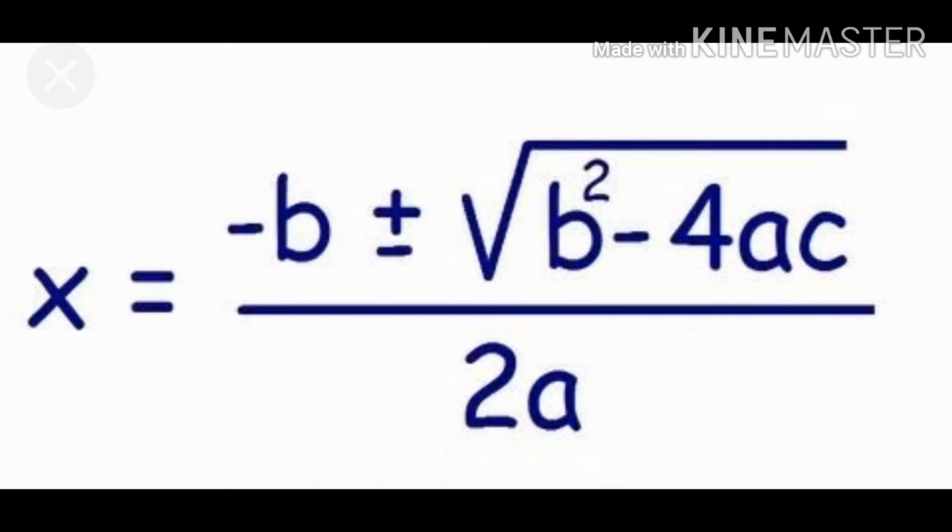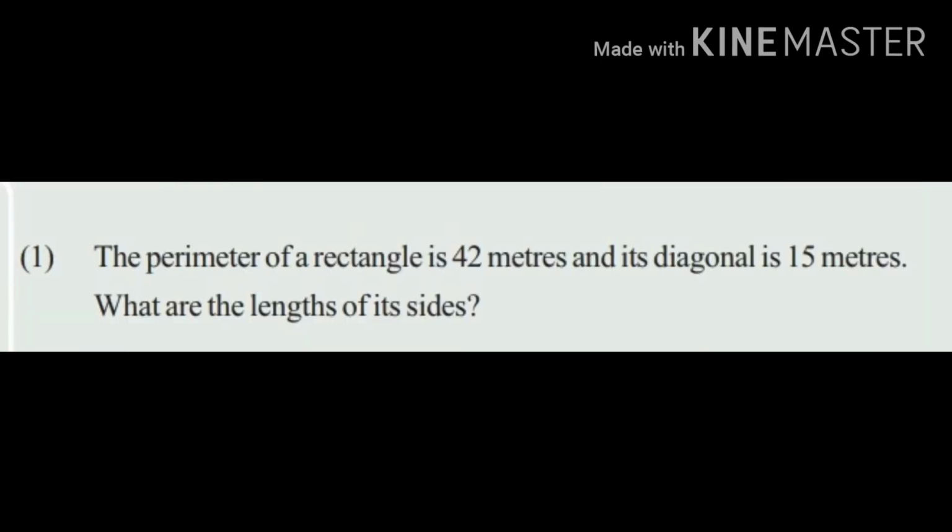Now let's move on to our last section, that is equations and polynomials. So here is your first question. Question number 1. The perimeter of a rectangle is 42 meters and its diagonal is 15 meters. What are the lengths of its sides?